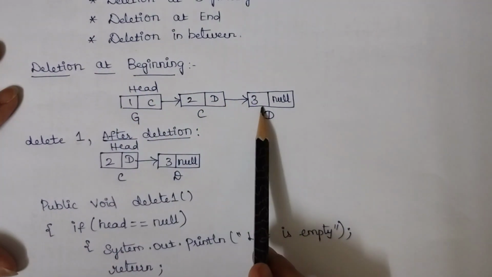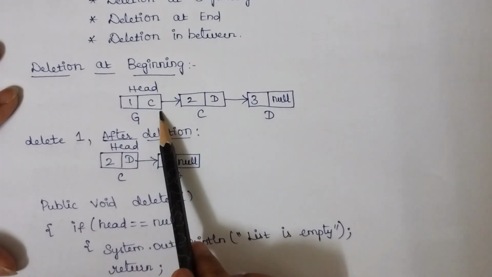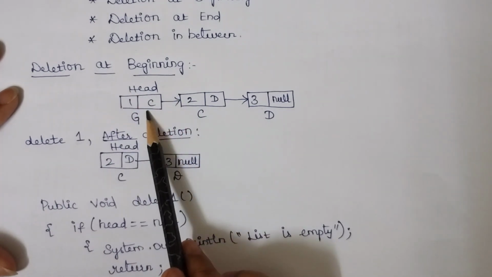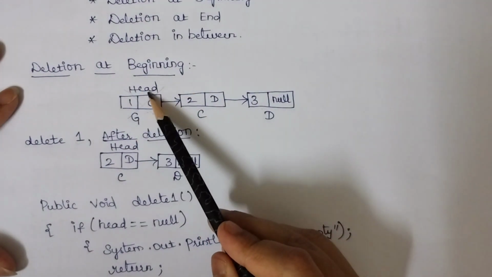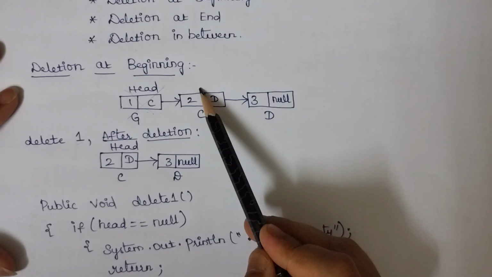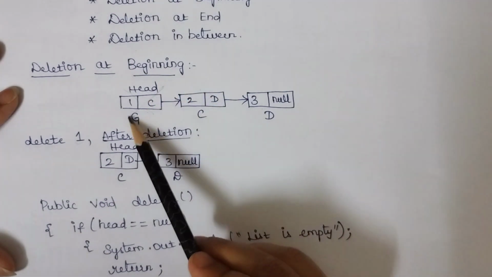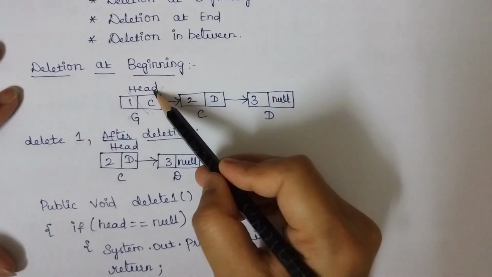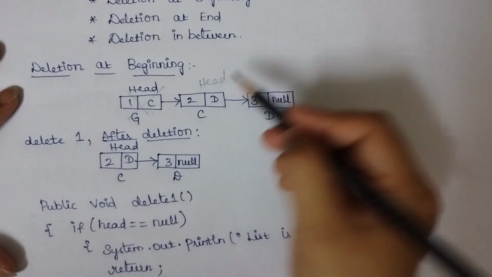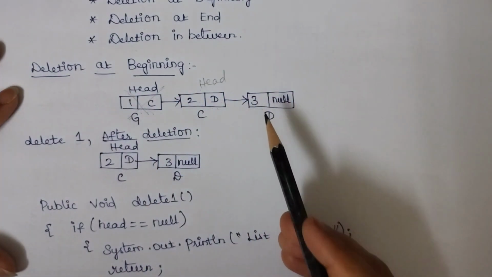This is my existing list. If I want to delete a node that is present at the beginning, at the first position of my list, how do I delete it? If I want to delete this node, I should move my head pointer to the next node, because head should always point to the first node in the list. If I'm deleting the first node, obviously the second node will become the first node after deletion. So the head should point to my second node after this deletion. This change I need to implement when I'm doing deletion.